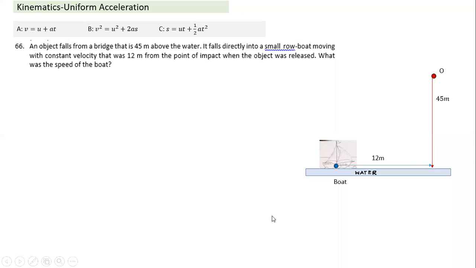And then, based on this, yes, tell me. In the time of descent of the object, the boat should travel 12 meters. Perfect. I'm very happy with that logic. That's how it should be. Very nice. That's what has happened here.